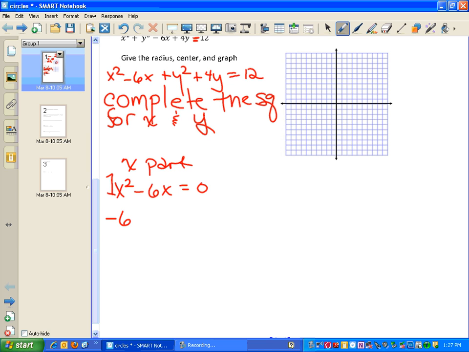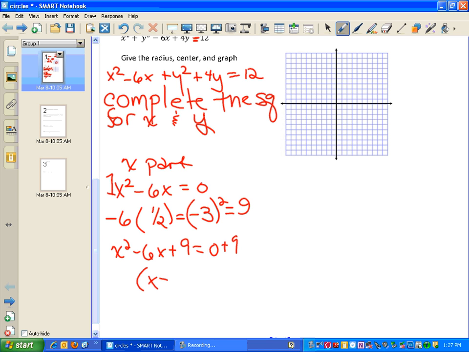Negative 6, which is our b term, times 1/2 is negative 3. Square it, and then we add it to both sides. So we have x squared minus 6x plus 9 equals 0 plus 9. And what is this? This is x minus 3 quantity squared.